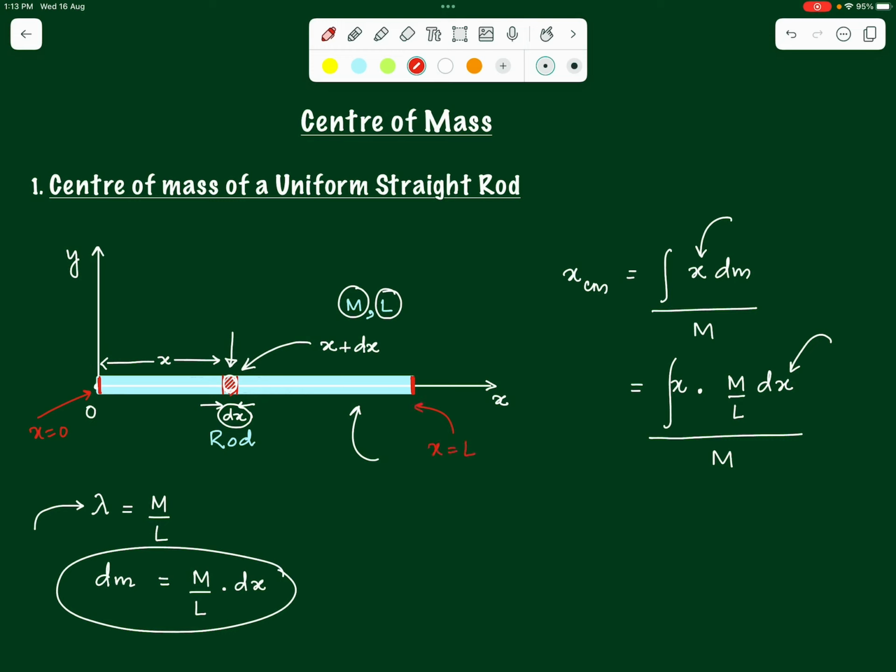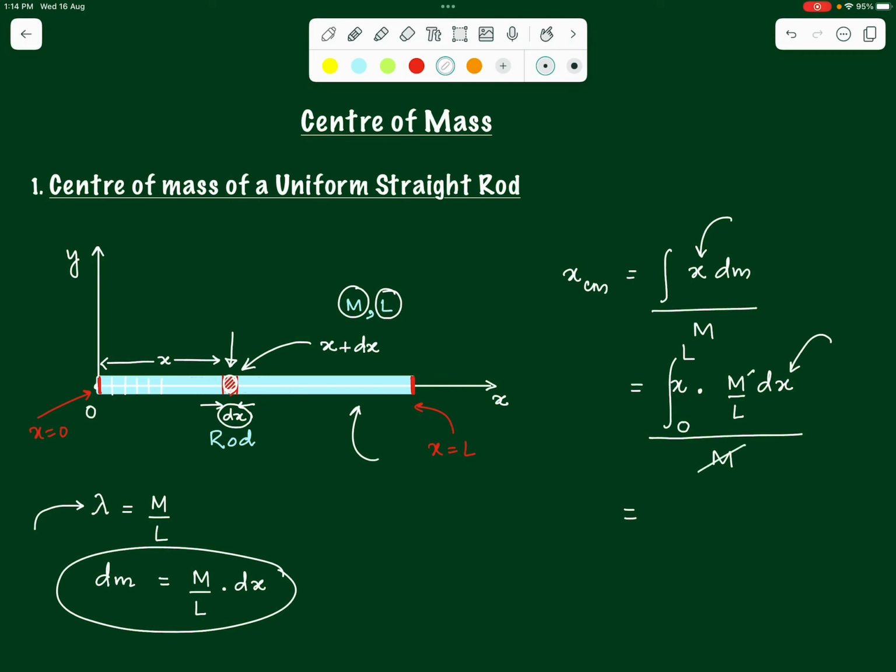So do you understand that when we integrate this function from x is equal to 0 to x is equal to L, that would mean that we have considered all the elements of the rod from x is equal to 0 to x is equal to L, and that will cover the whole rod together, right? So the limits of integration here will be 0 to L. So we just need to solve this now.